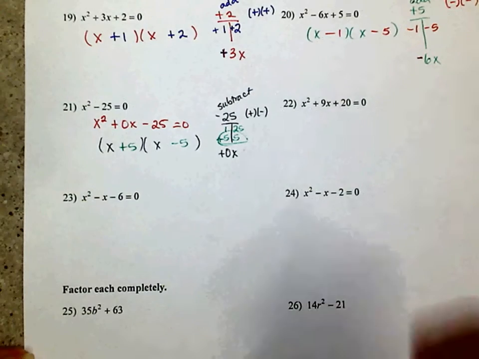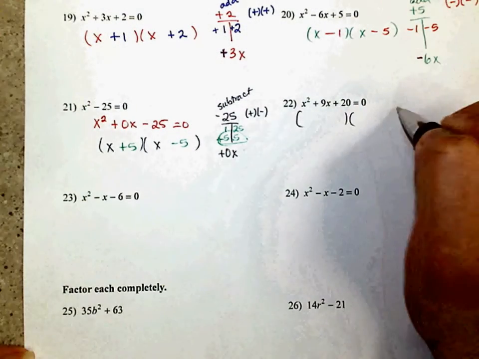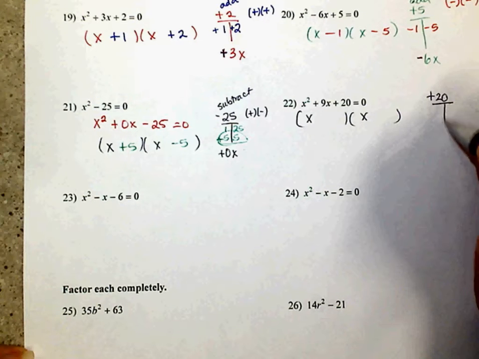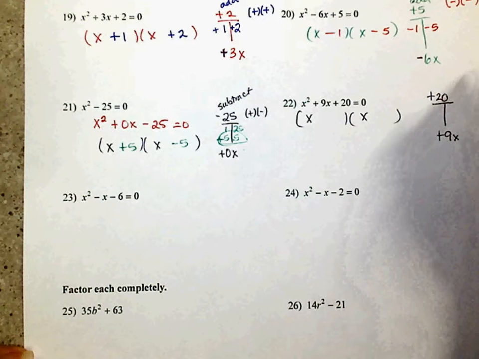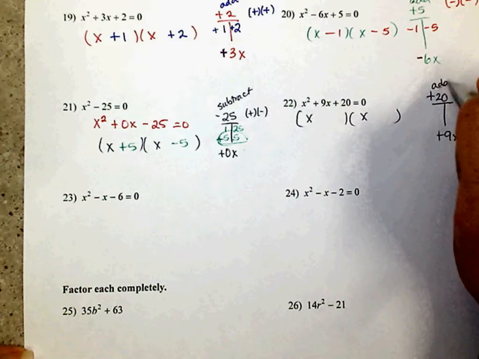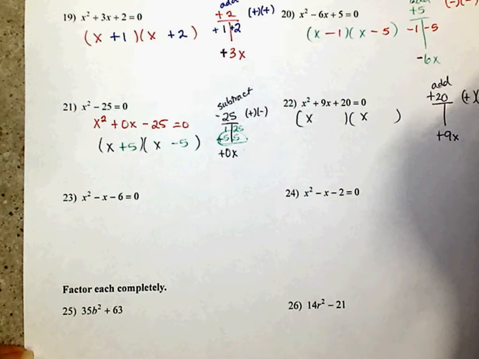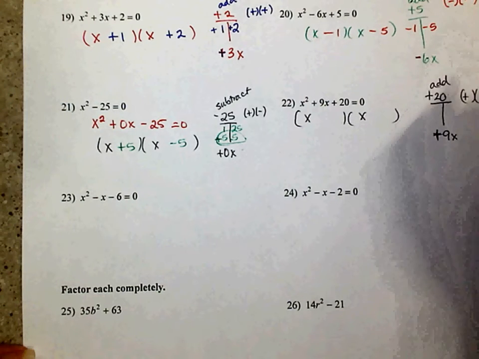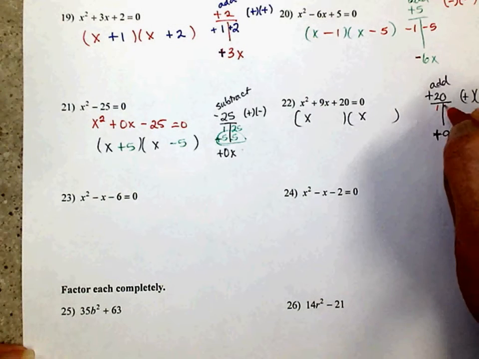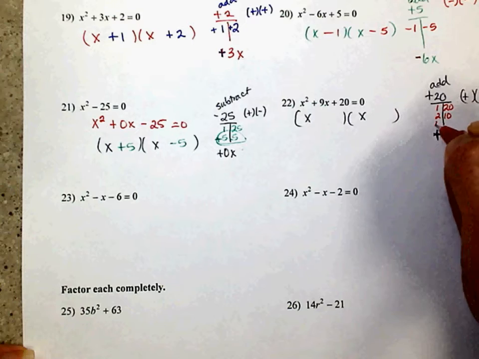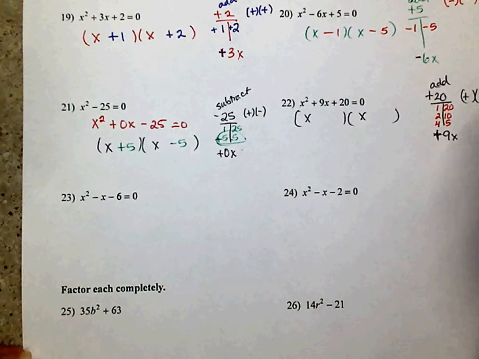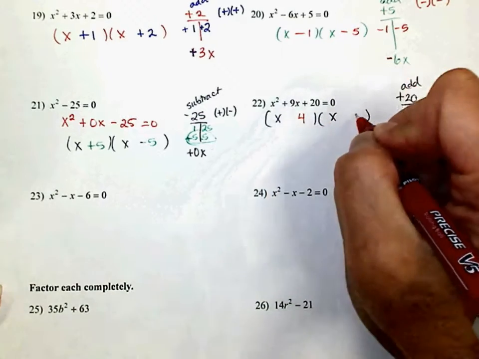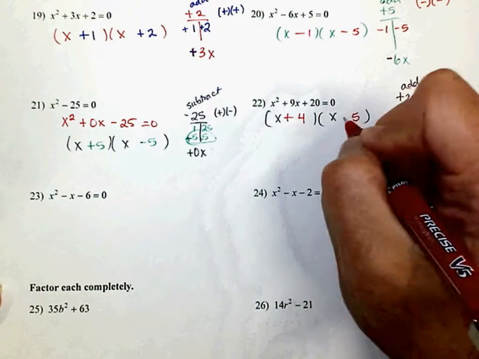22. 2 sets of parentheses. X and x. Positive 20. Okay, so I'm going to add. So they both have to be positive because this right here is positive. So what are some numbers that multiply to give you 20? 1 and 20, 2 and 10, 4 and 5. So which one of those add to give you 9? 4 and 5. And they both have to be plus.